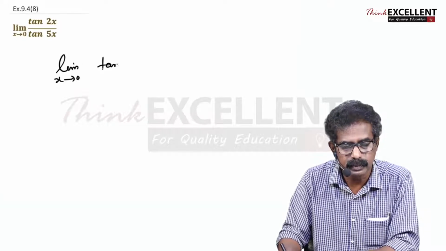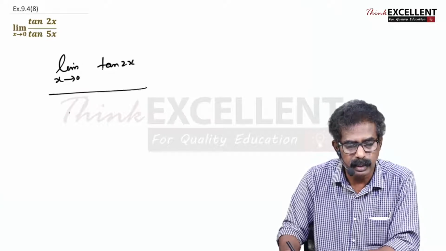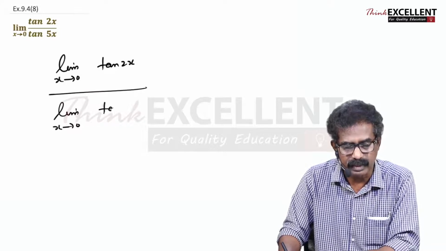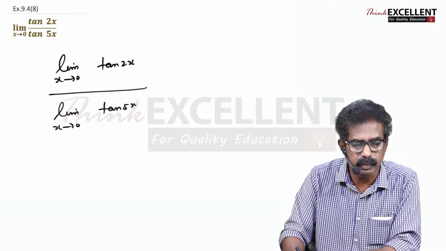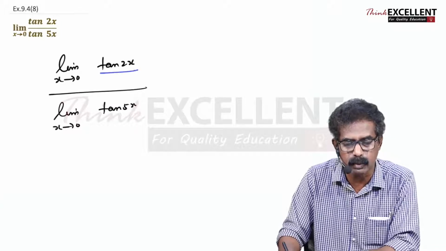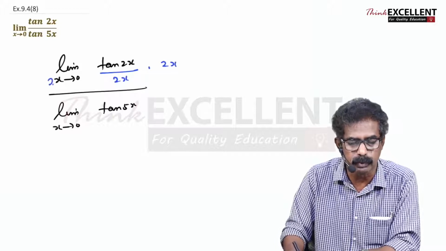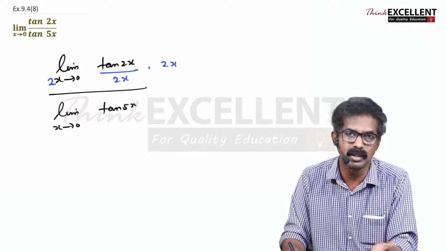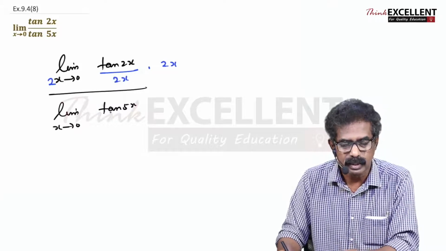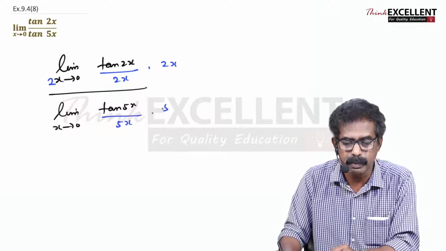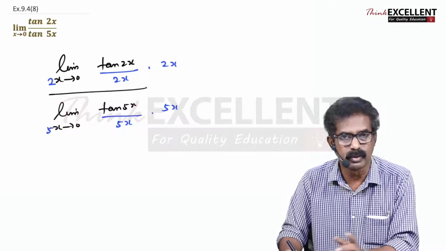Limit x tends to 0, tan 2x by tan 5x. See what changes you have to make here. Since we have 2x, I want 2x here. Divide and multiply, here also you put 2x, because x is tending to 0, 2x also tending to 0. Here we have tan 5x, so divide by 5x, multiply by 5x. Here also 5x. Hope you understood this.